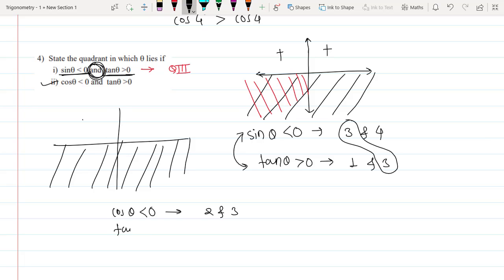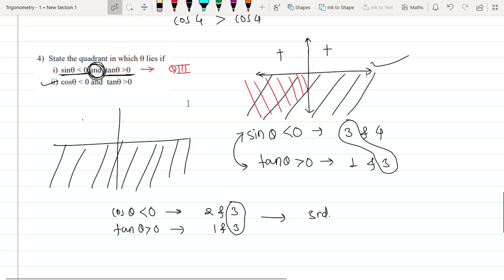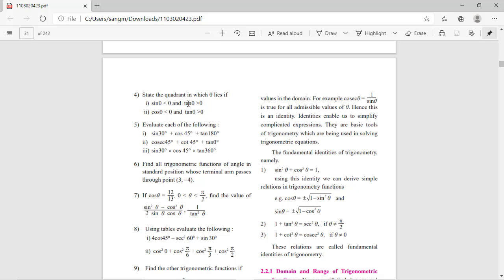And tan is still positive, so 1 and 3. So what is the common region? Third. So the answer is the third quadrant. You can go with this or you can go with this graphical approach. Your answer will be the same. Is it okay? Let's take the next one.